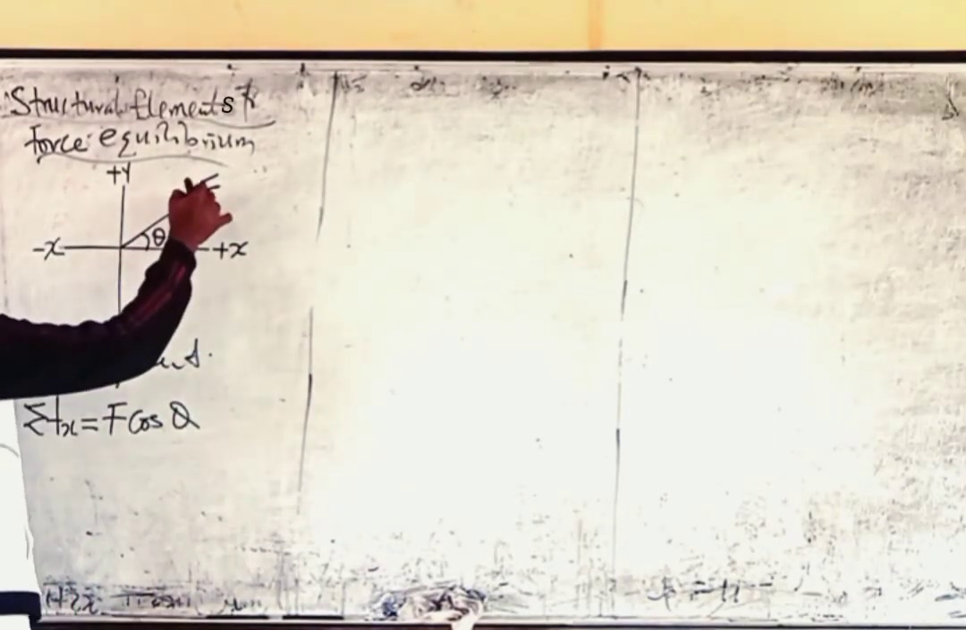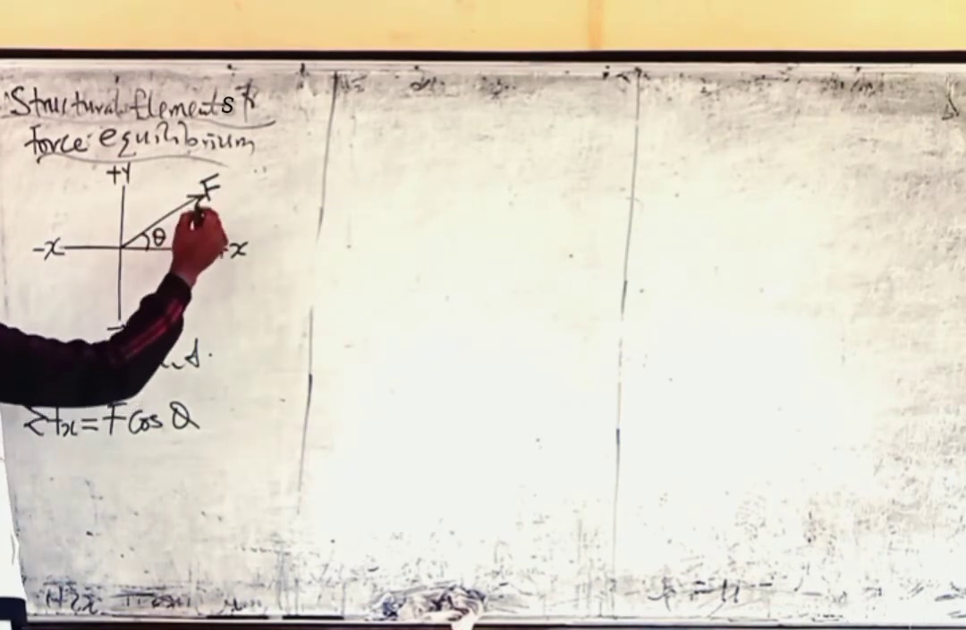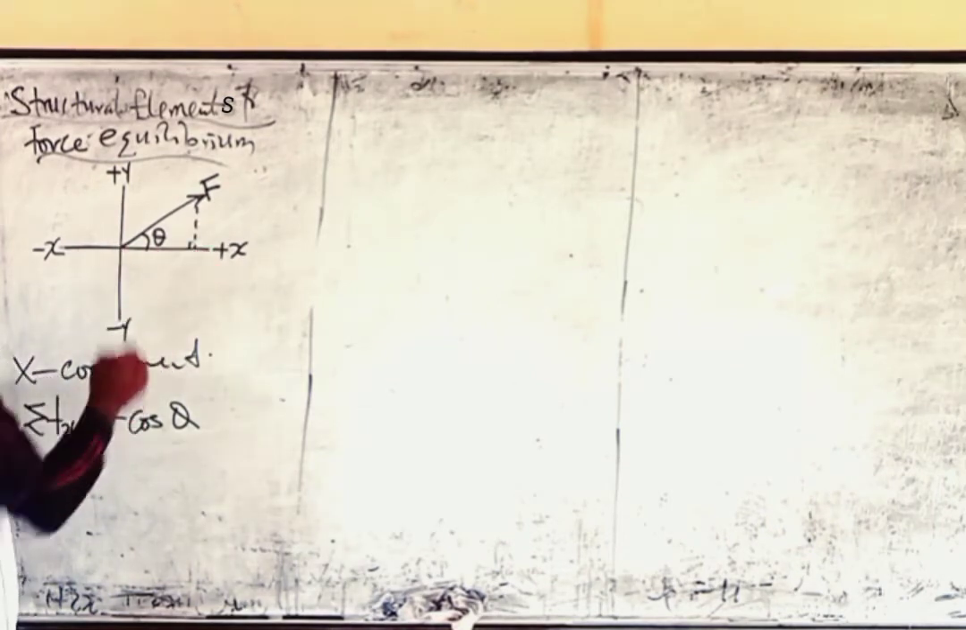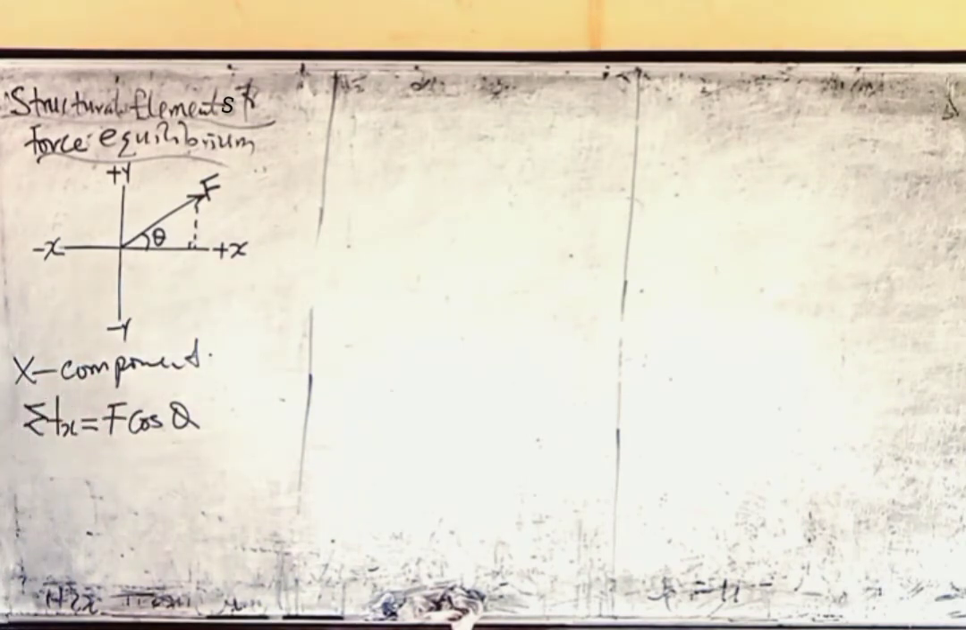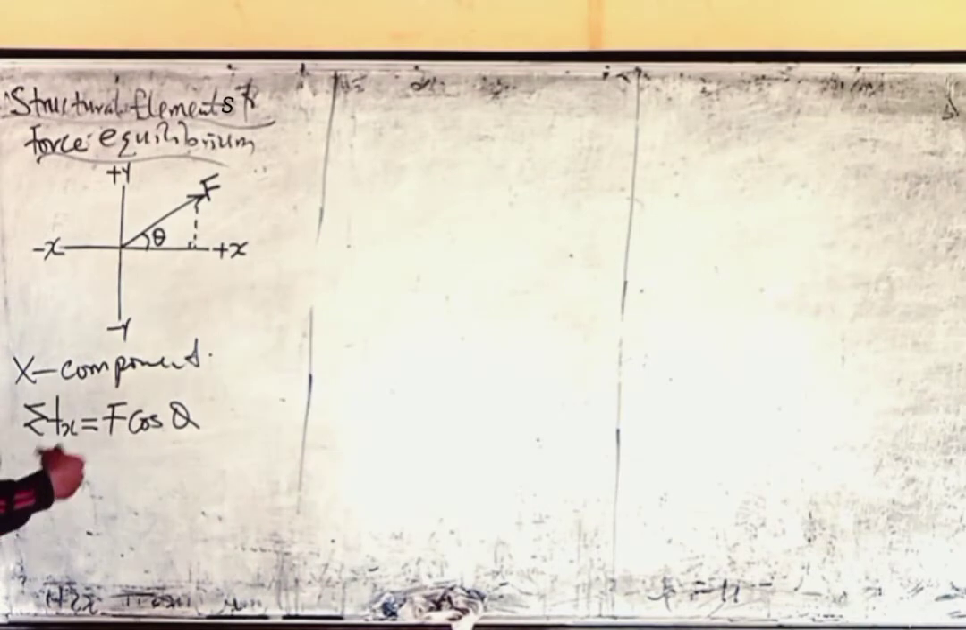You can also do it this way, although we don't have to waste time. If you use SOHCAHTOA here, this will be the opposite, this will be the adjacent, and F is the hypotenuse. If you want to relate opposite and hypotenuse, that is sine of this angle. If you want to relate adjacent and hypotenuse, that will be cos. That is x and F having cos.